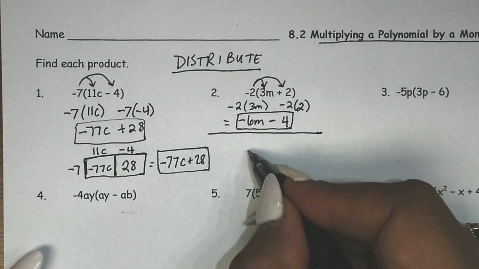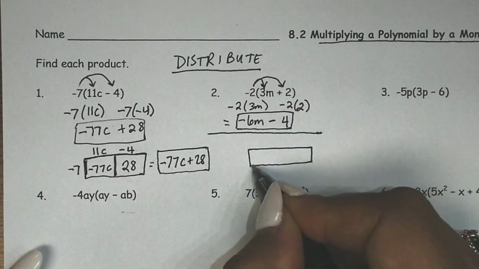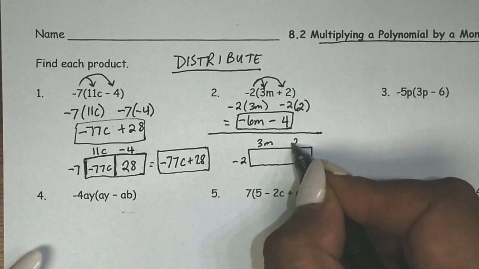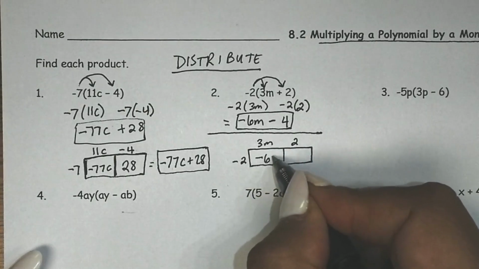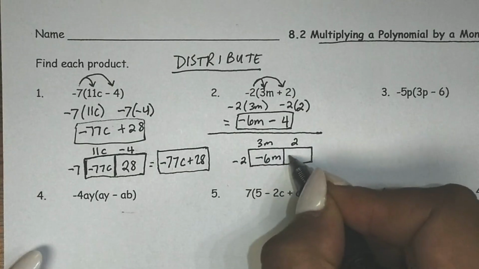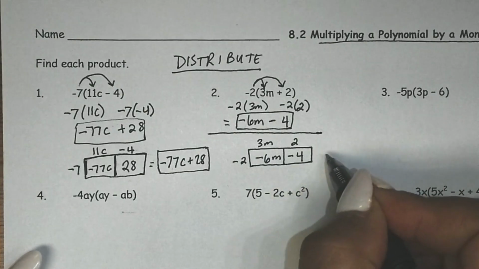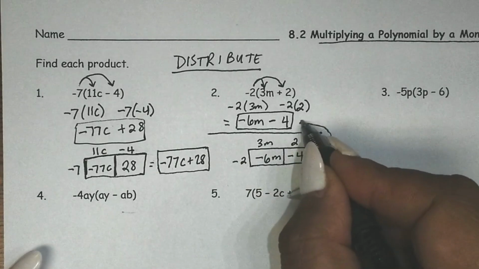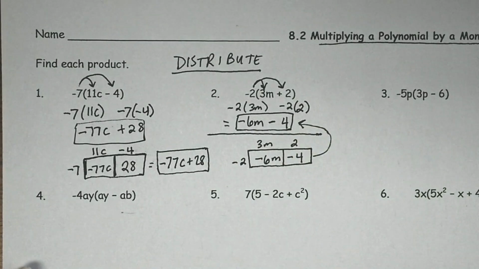Now, if you're doing the box, you're going to create your 1 by 2, -2 on the side, 3m plus 2 on the top, and you're multiplying this times this and this times this. -6m minus 4. You do have to take it out of the box. So once you do this, make sure that you take it out of the box and write it as a product.